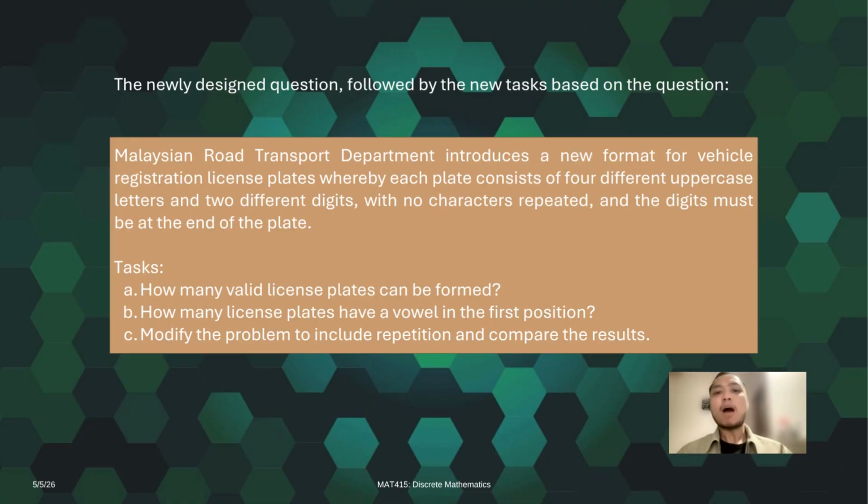For example, a possible plate could be A, B, C, D, 1, 2. However, the four letters must all be different and the two digits must also be different. From this scenario, three tasks have been given. First, we need to find the total number of valid license plates. The second is to find how many license plates have a vowel in the first position. And lastly, we modify the question by allowing repetition and compare the new result with the original case. On the following slides, I will go through the solution one part at a time.